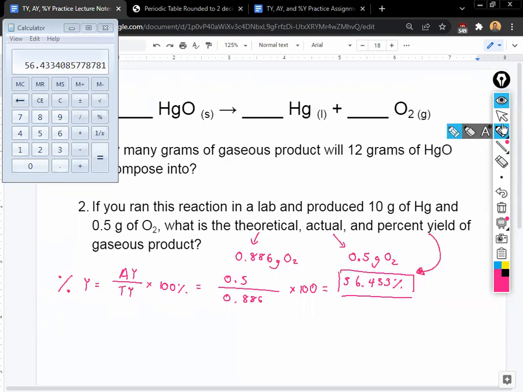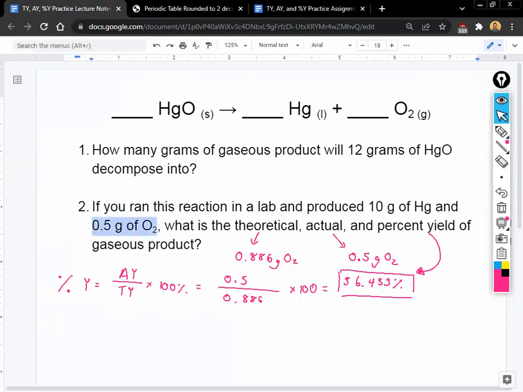Okay. All right, and there you go. That is going to be it. That covers everything that you'll need to know to do the lab next time. Yeah, what's up? 0.5 is the AY. It's the one that's given to us right here. Yeah. So today I give you the numbers and the problems, but then next time we see each other, it's whatever you make in the lab.